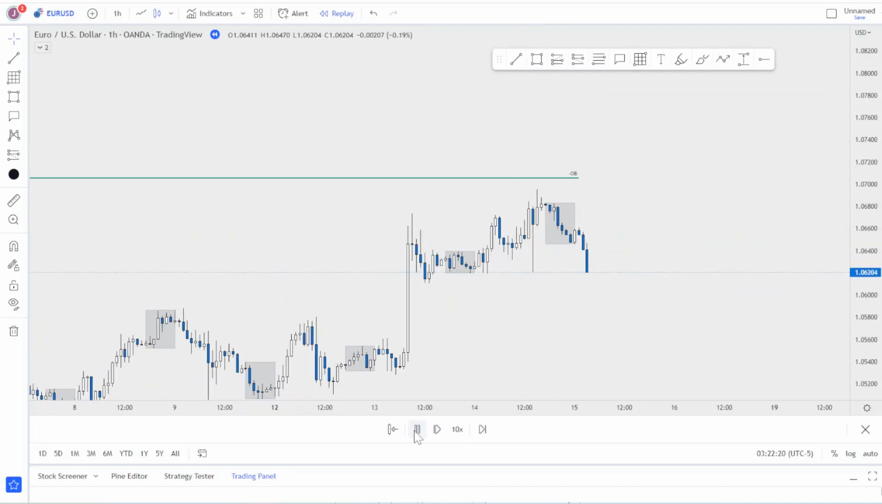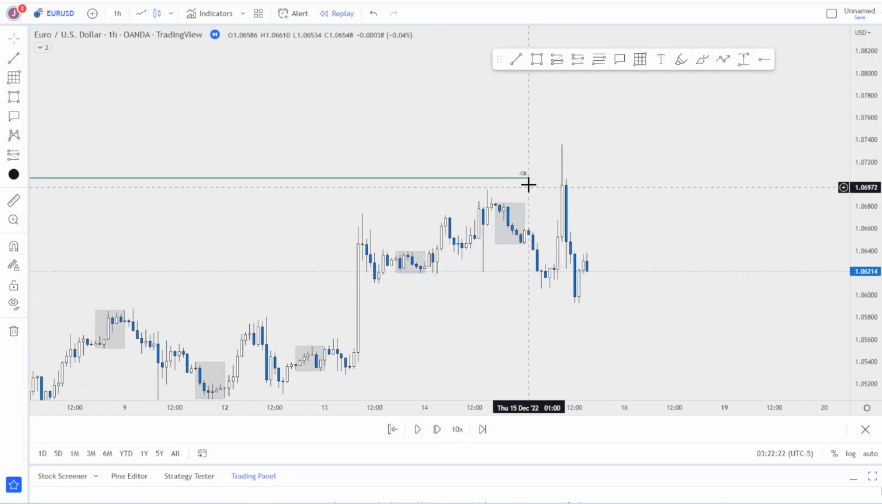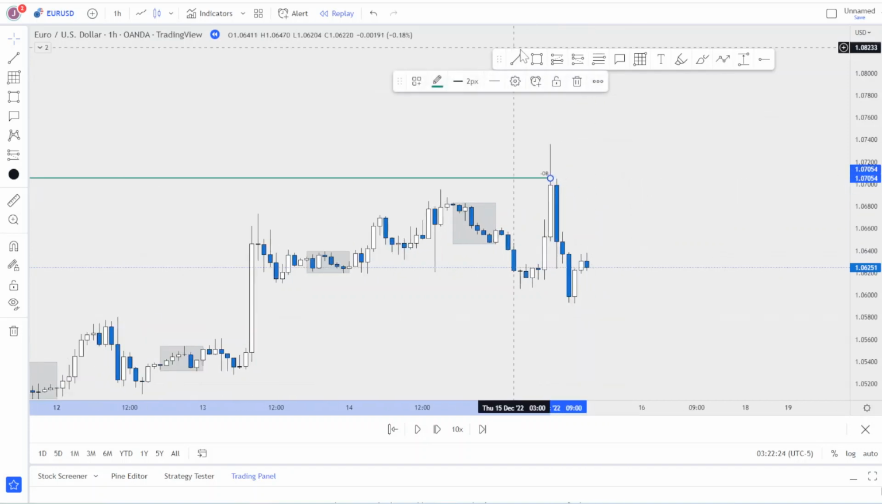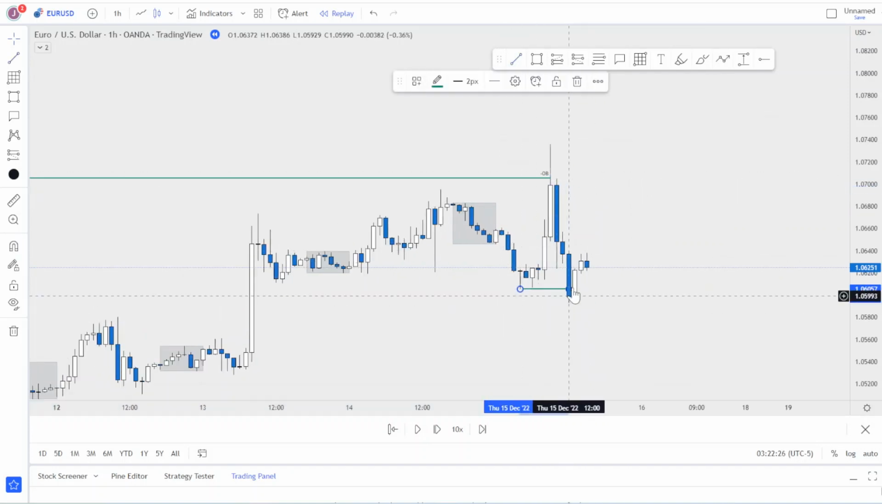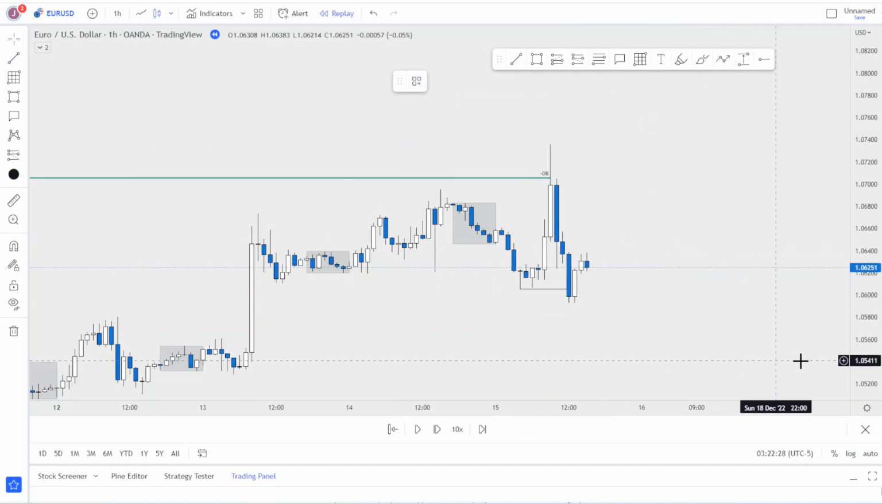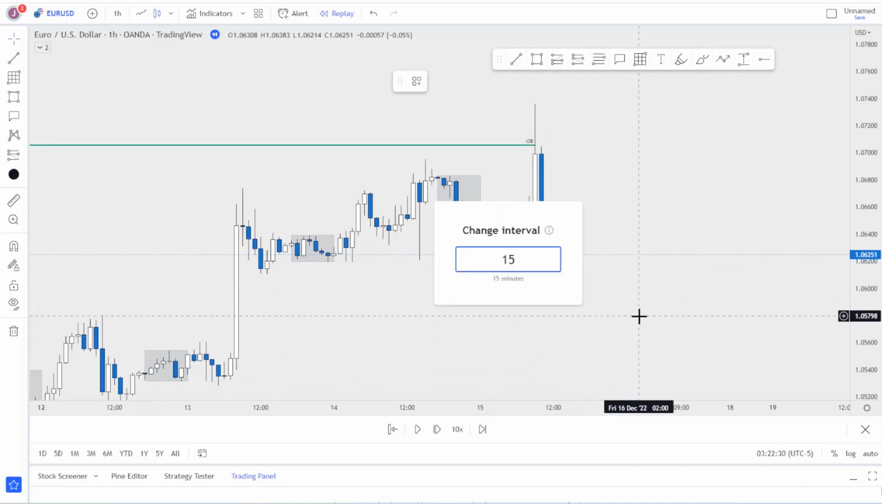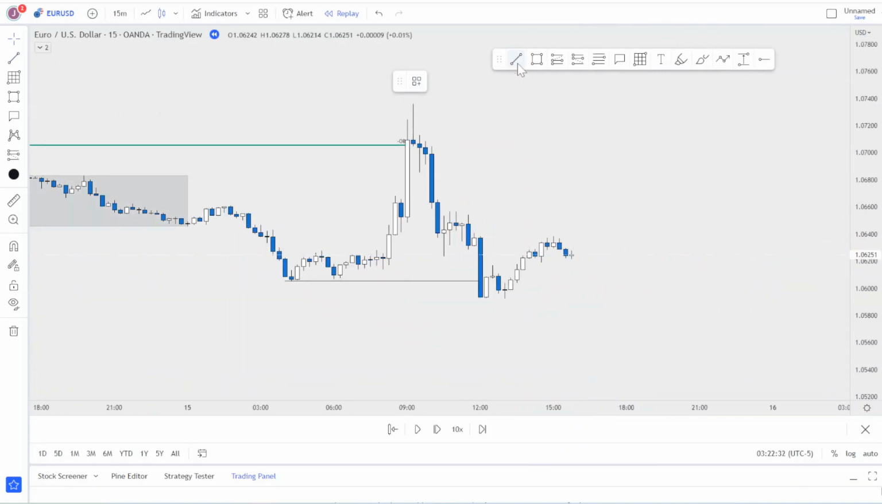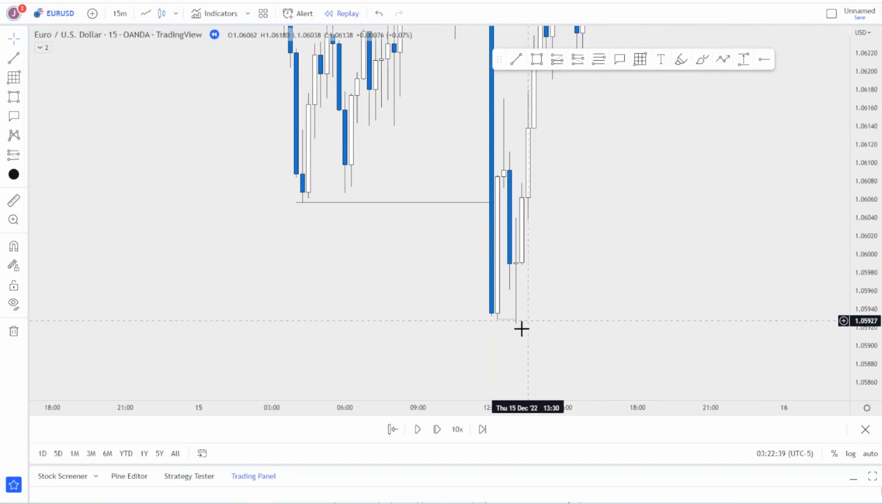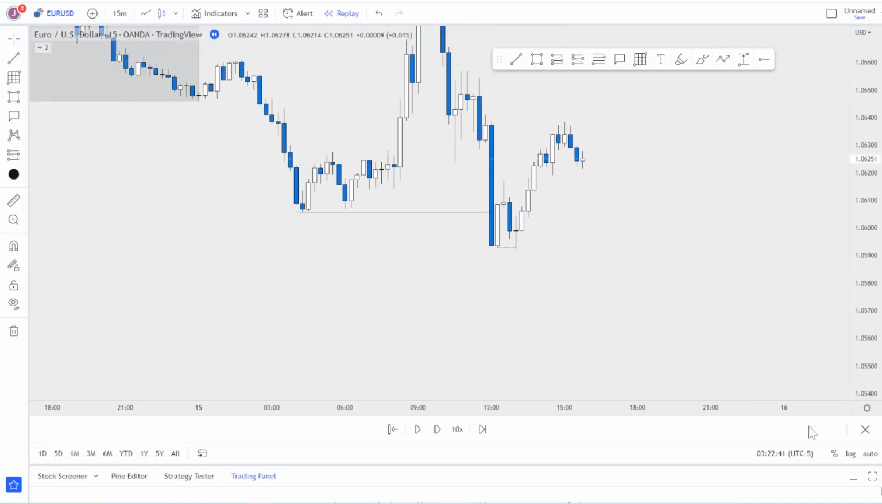So this was the session we just did. All right, so we had this daily order block tapped, 1 hour break in structure here. So that's the first thing. Then on the 15-minute time frame, we had a small sweep of liquidity. If I zoom in, you can see it swept that low. And then we had a break of structure.